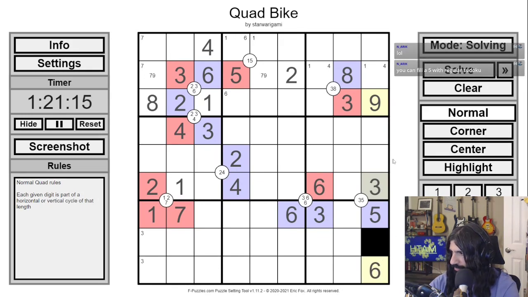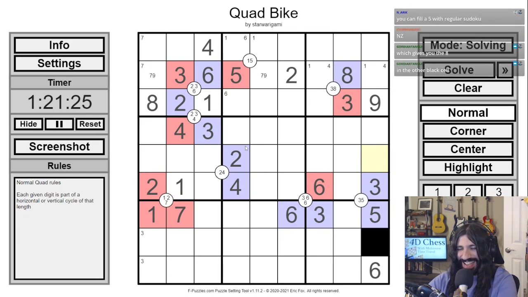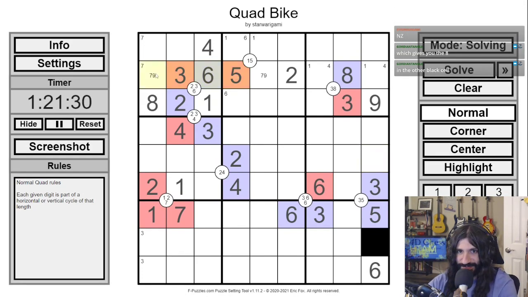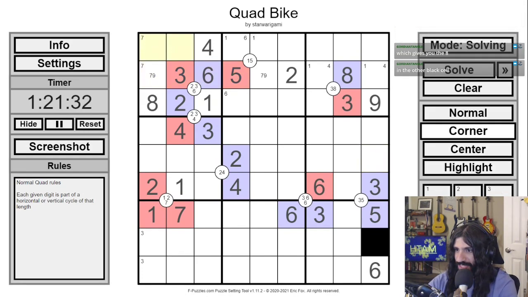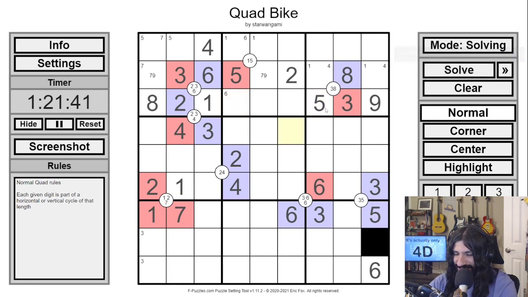There we go. You can fill a 5 with regular Sudoku. Damn it. I can fill a 5 with regular Sudoku. I hate it when I miss the regular Sudoku. And I suppose I can notate that one of these is a 5, huh? And then 5, 5, 5. Then we get a 5 here. Absolutely correct. And then 3, 5, 9.